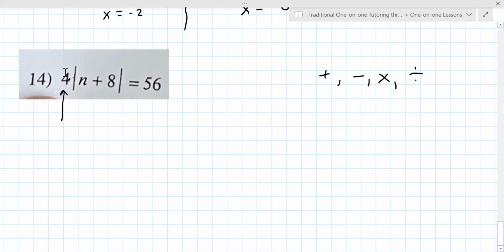Okay, you should subtract. There's no plus operator or subtraction operator. You should multiply. 4 is multiplying the absolute value of n plus 8. Like there's a dot here for multiplication. So how do you undo multiplication? You undo multiplication with division. So you divide both sides by 4.